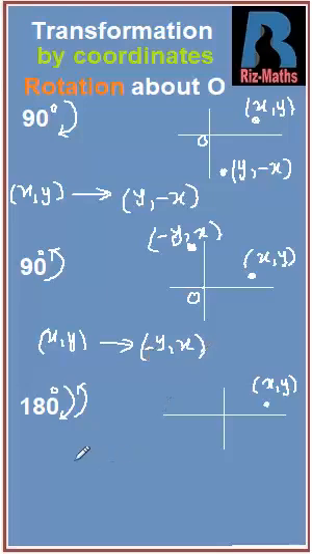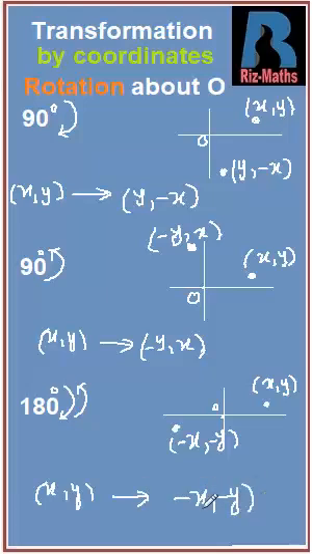Okay, then the last one, which is 180-degree in any direction. So this point will be rotated about this origin. So it will be here after rotation of 180-degree. So this point will get the coordinates, no swapping, only the sign of both will change. So it means that xy will change to negative x, negative y.